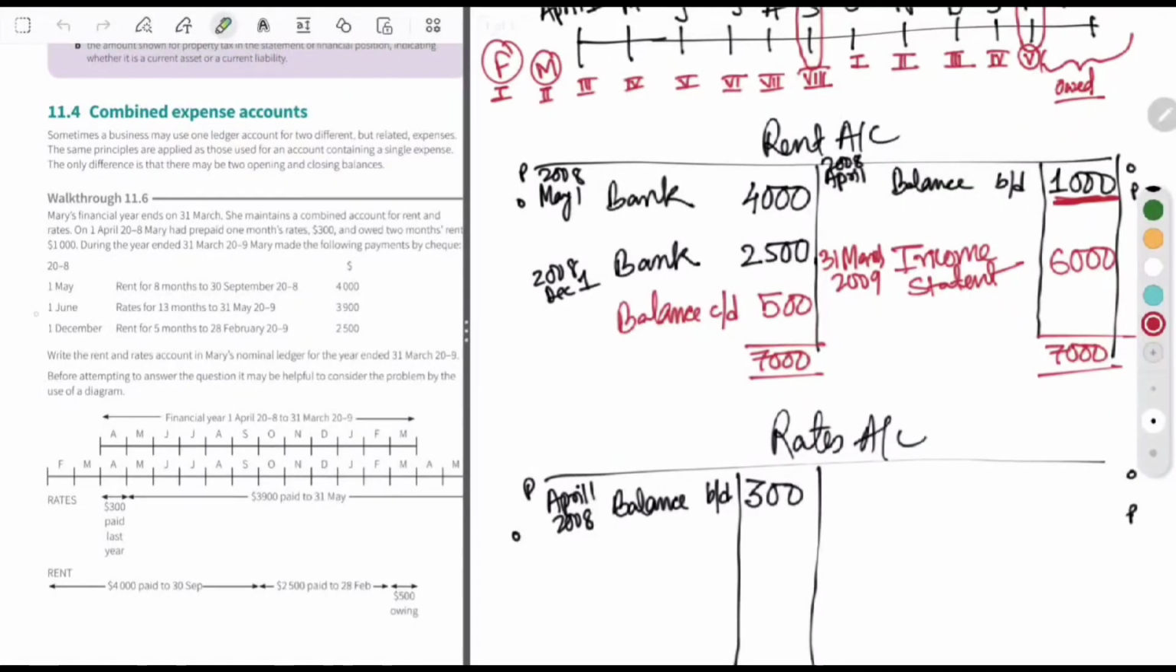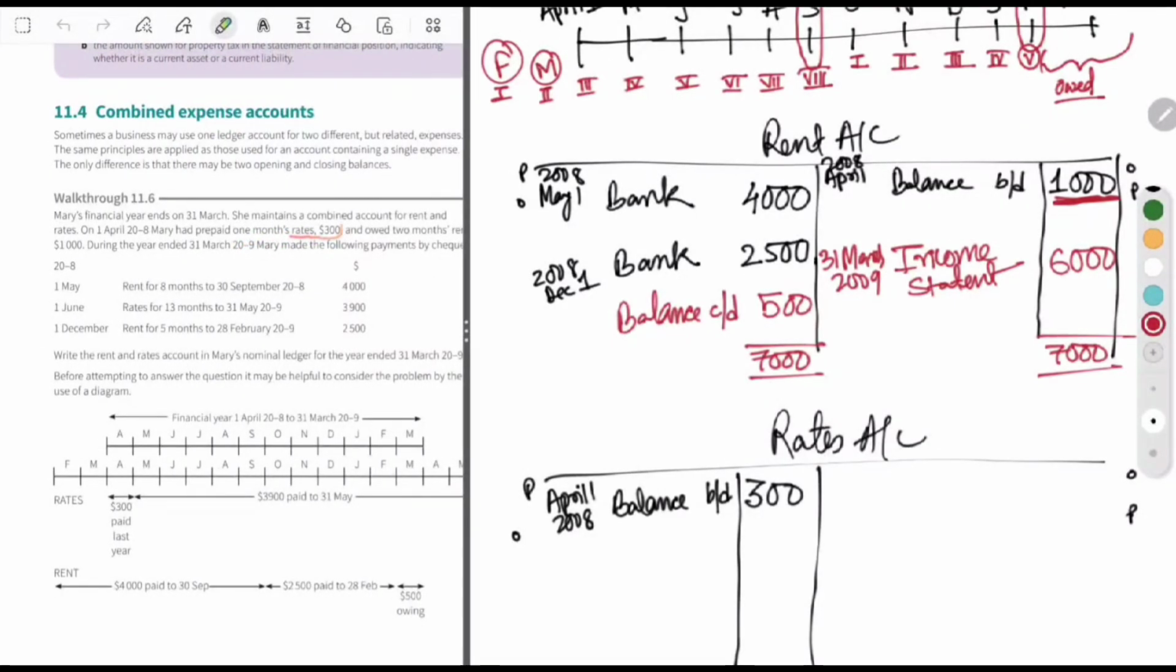Right, rates, we have written the amount of rates that has been prepaid. Yes, $300 for 1 month written. Now rates for how many months? 13 months has been paid on 1 June. So simply write down 1 June 2008. Here we write down bank. What is the amount? 3900. Yes, so it is how many months? It is for 13 months.